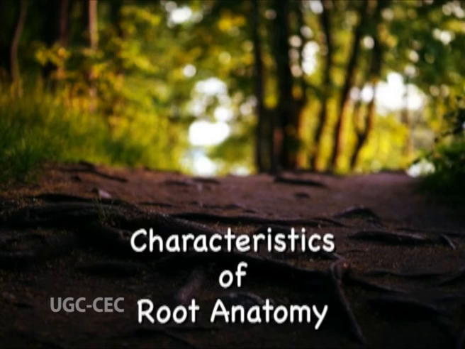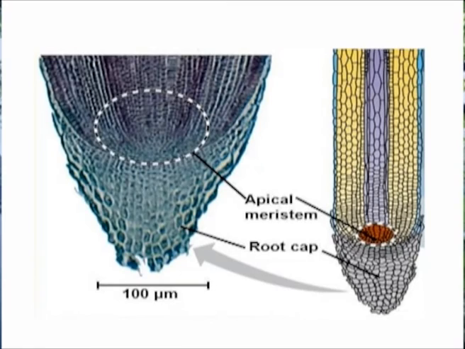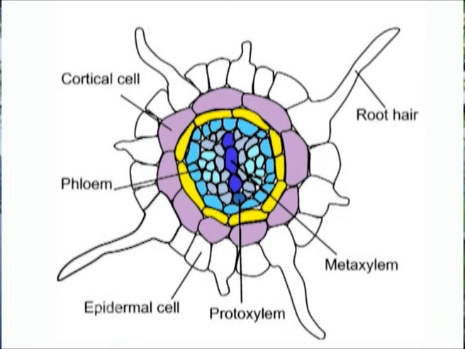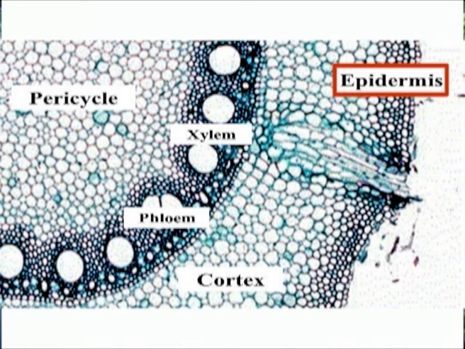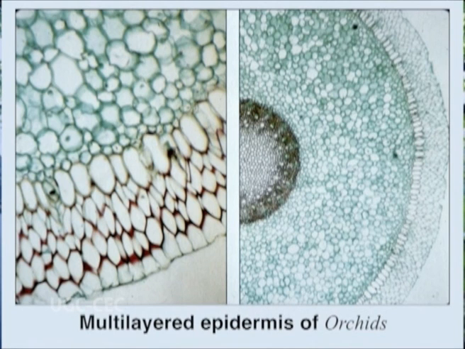Characteristics of root anatomy. The roots show a root cap at the terminal end. It consists of parenchymatous cells and protects the root apex. The outermost layer is epidermis, termed as epiblemma, rhizodermis or piliferous layer. It is generally single layered, that is uniseriate, but in some plants epiblemma is multiseriate. For example, in aerial roots of certain epiphytic orchids, epiblemma is multilayered, which is called velamen.